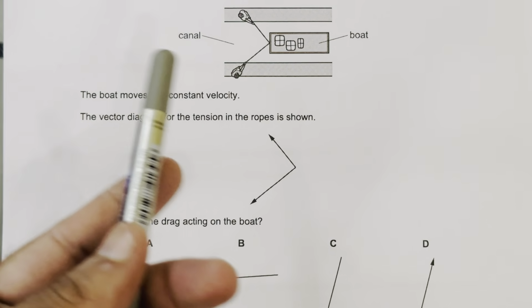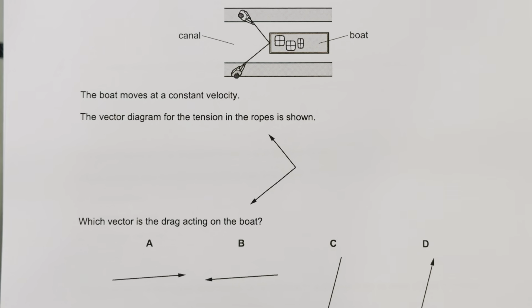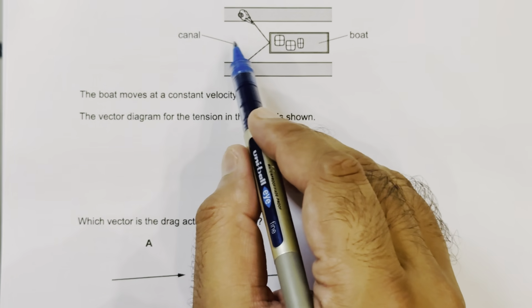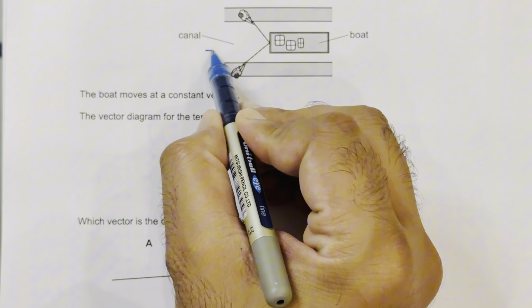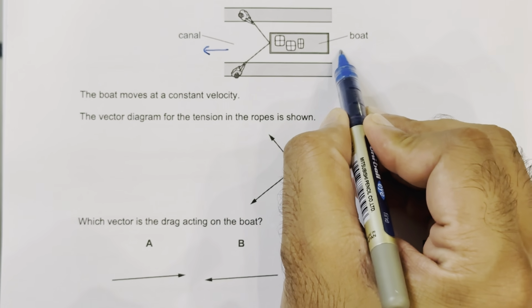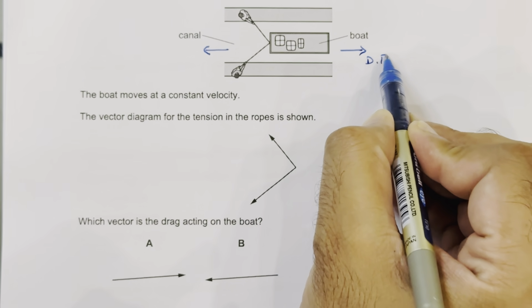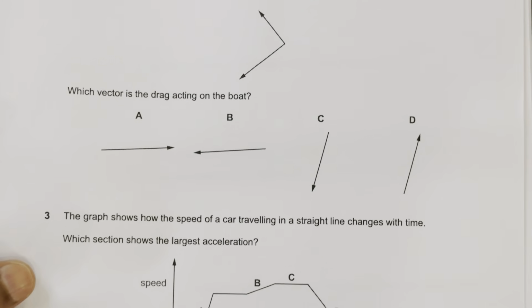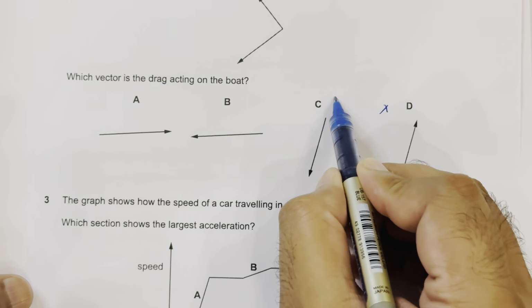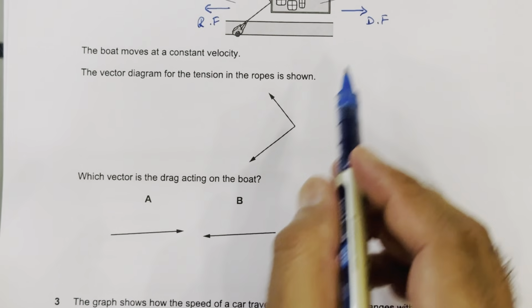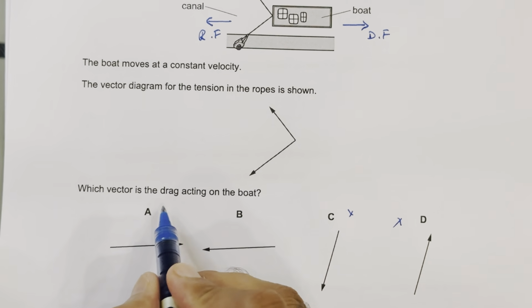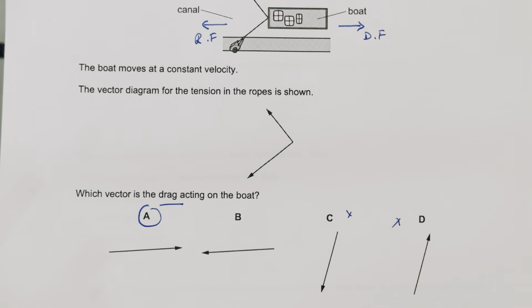We know that the drag force would be opposite in direction to the resultant force, so we first find the direction of the resultant force. If these two people are pulling, the resultant force should be over here, but the drag force should be opposite to this. So this would be our drag force and this would be our resultant force. C and D are totally wrong options, as we can see, and option A is matching the drag force over here. So the correct option is A.